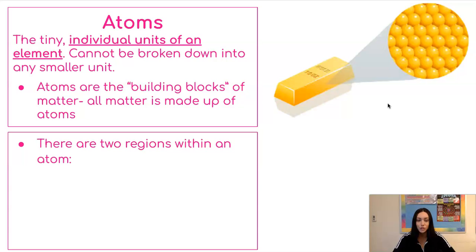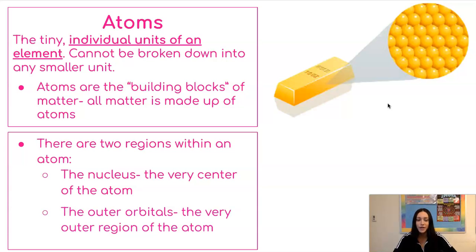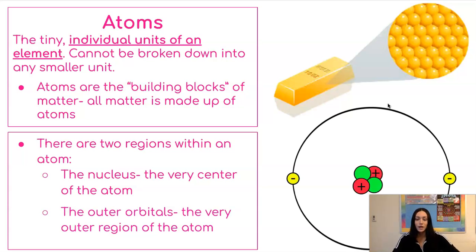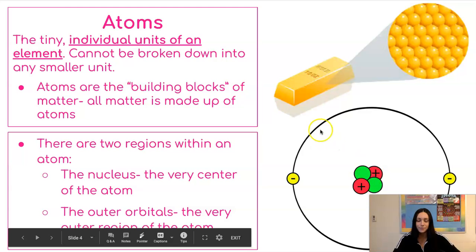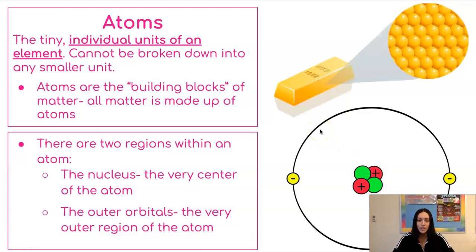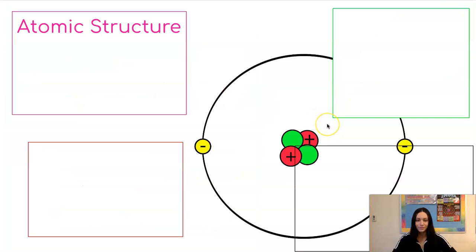Inside of an atom, there are two regions or areas that we need to be familiar with. First is the nucleus. This is the very, very center of the atom. You can see that here. The second region is the outer orbitals. These are the very, very outer rim surrounding the atom. You can see our outer orbitals here.